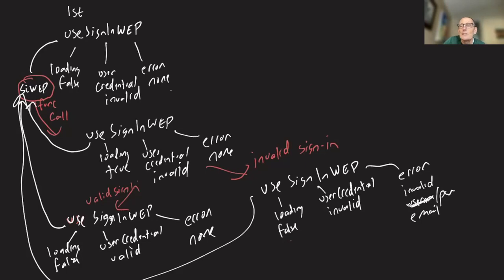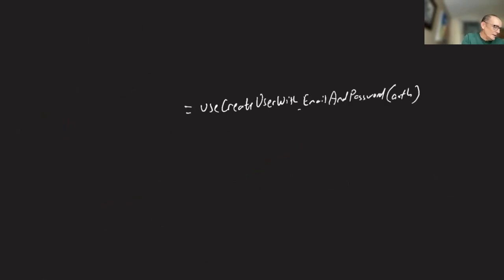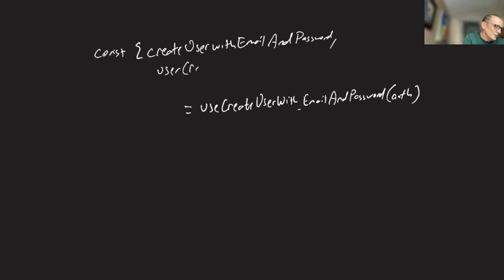Now, the question is, how do you actually create your username and password? You do that with another hook. We have a hook, which is use create user with email and password. And that returns us a similar 4 tuple, well, really 4 array. So we have a function, create user with email and password. And then we also have 3 values getting returned: our user credential, our loading, and our error.